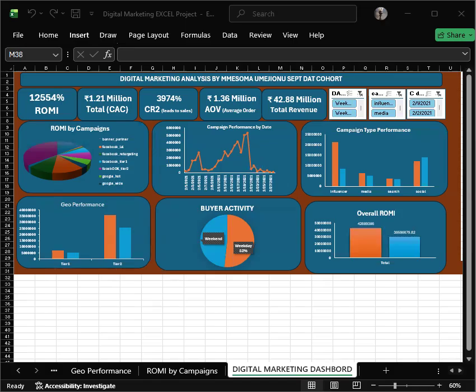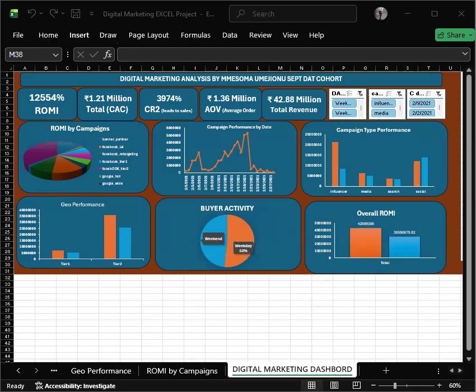Then moving on to buyer activity, this pie chart clearly shows the buyer activity split by time, and we can see that the weekdays account for 52% of buyer activity, while the weekend contributes about 48% of the chart. This shows that purchasing behavior is fairly balanced with a slight dominance during weekdays.